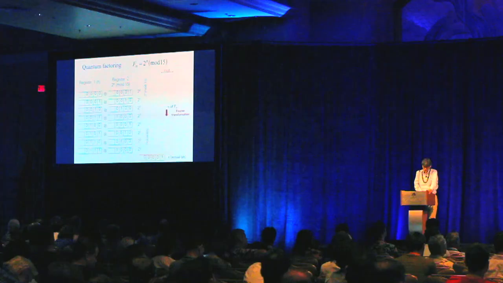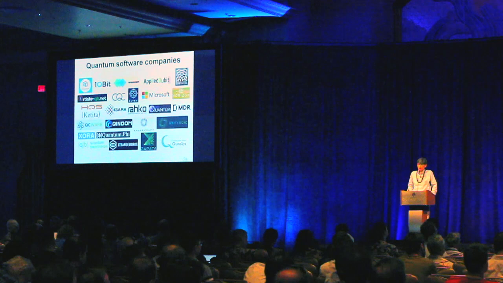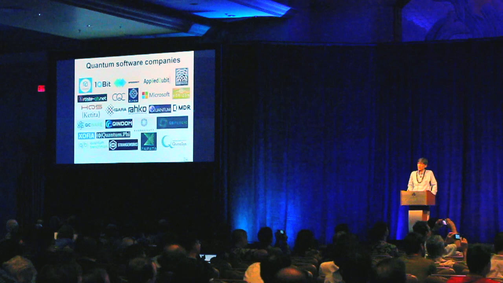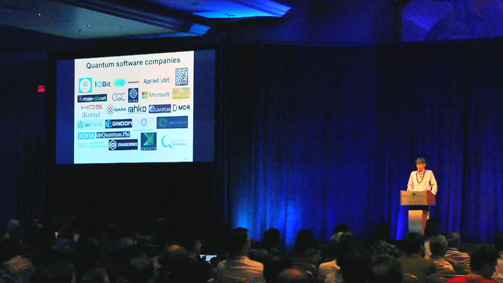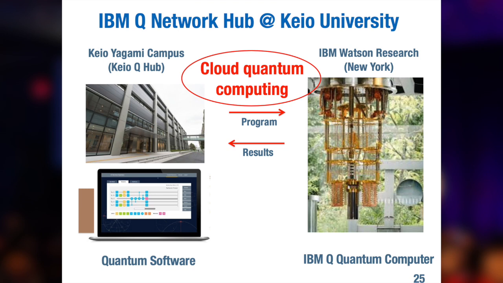So now I turn to development of quantum software applications. There are so many software companies in the world. And we are not a company, but we are collaborating with and competing against such companies at Keio University. So we had the IBM Q Network Hub at Keio University shown at the left. We develop algorithms and software, and then we send our software via cloud to one of the 15 IBM Q quantum computers in Watson Research Center and also Poughkeepsie in New York, and then we receive results back from IBM.